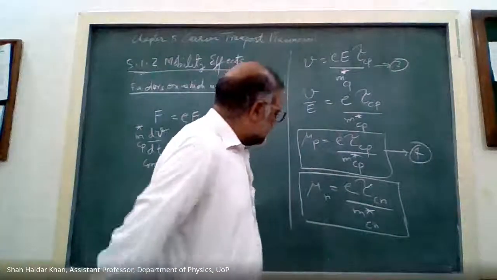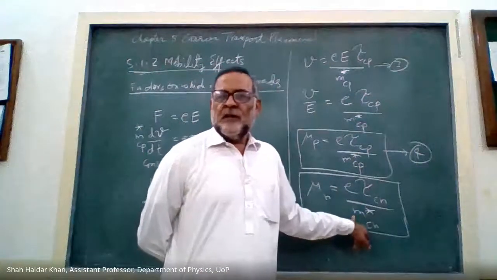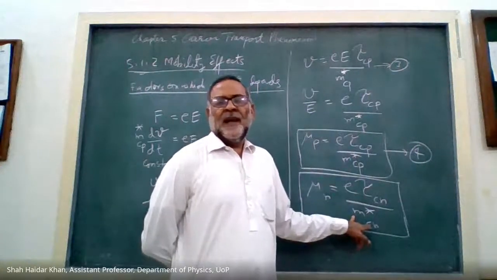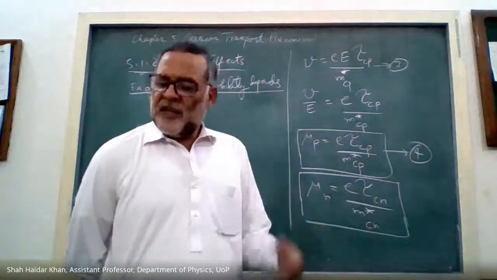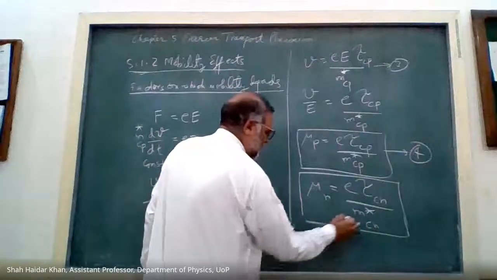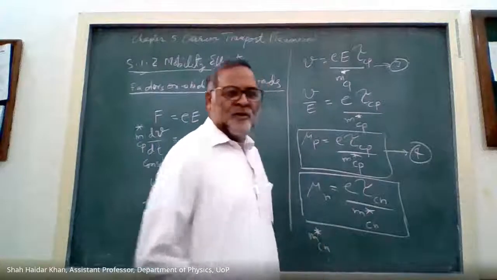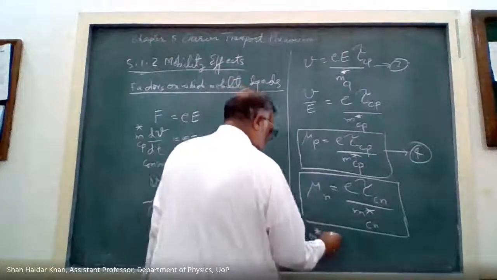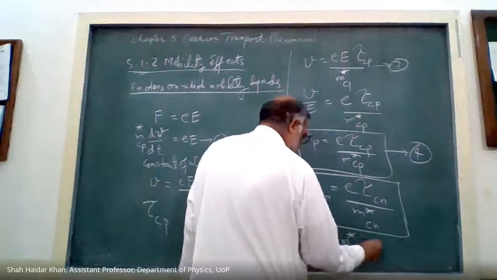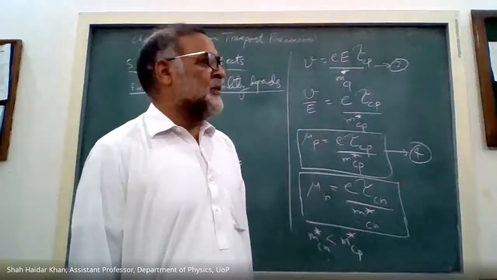Okay, so here the conductivity effective mass of electrons in semiconductors is smaller than the hole effective mass. This is from experiments, right? The effective mass of electrons is smaller than the effective mass of holes. So the electron effective mass is small.